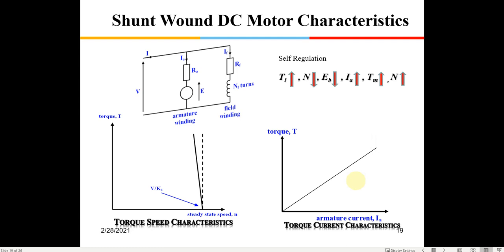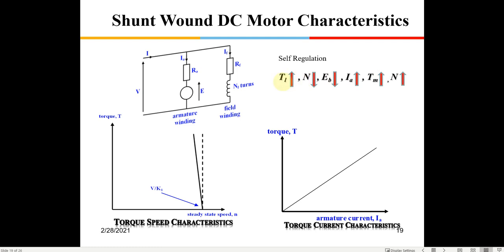That is why shunt wound DC motors are a very good choice if your requirement is constant speed. Obviously, more torque generated means more energy is required, and that energy comes from consuming more current. IA will increase, so V into IA, the power, will be consumed more from the source driving this motor. So more power is being consumed and delivered, whereas the speed is kept constant. The same thing happens in the reverse direction also.